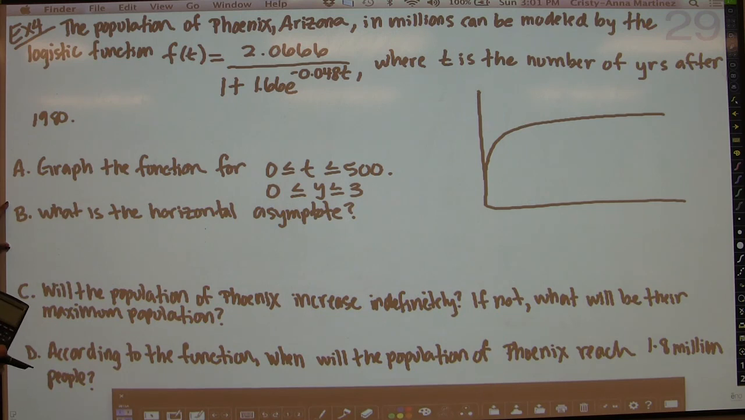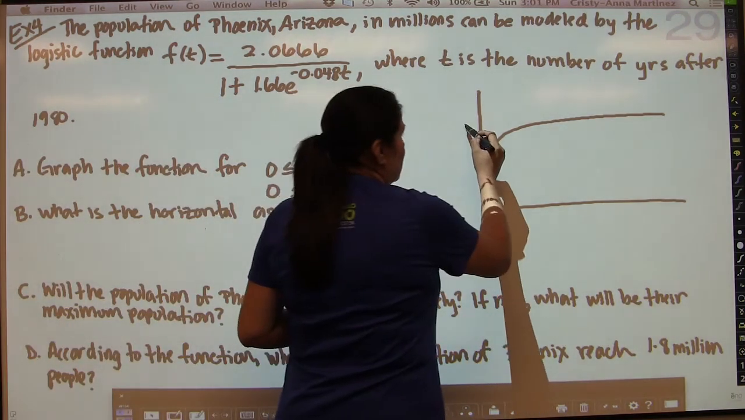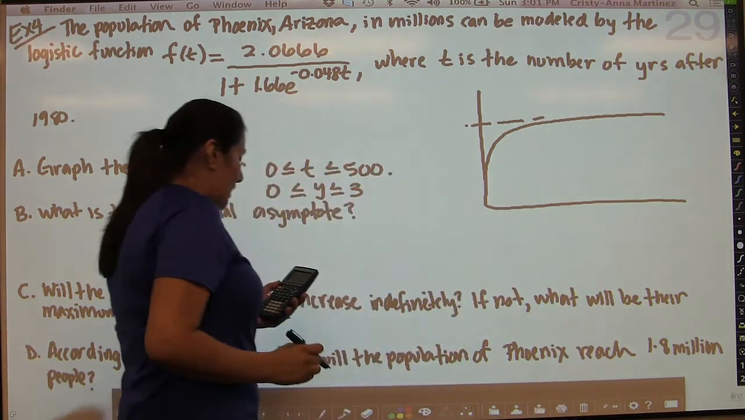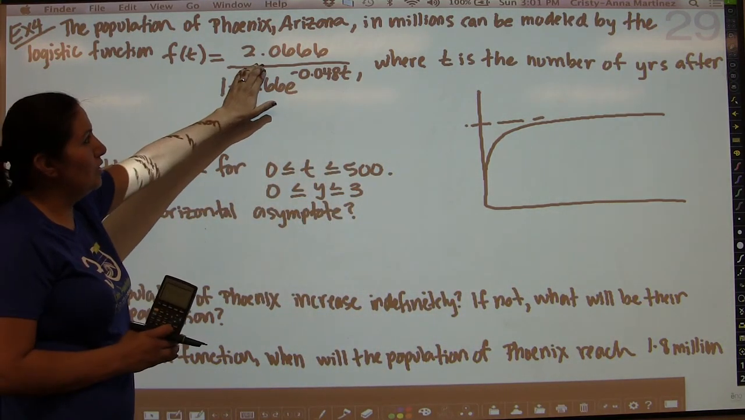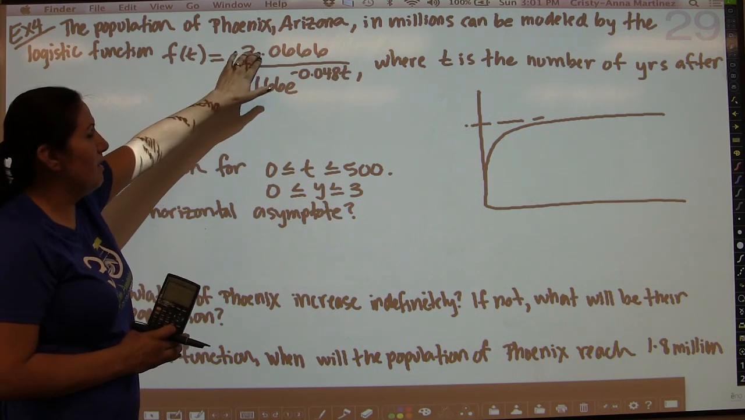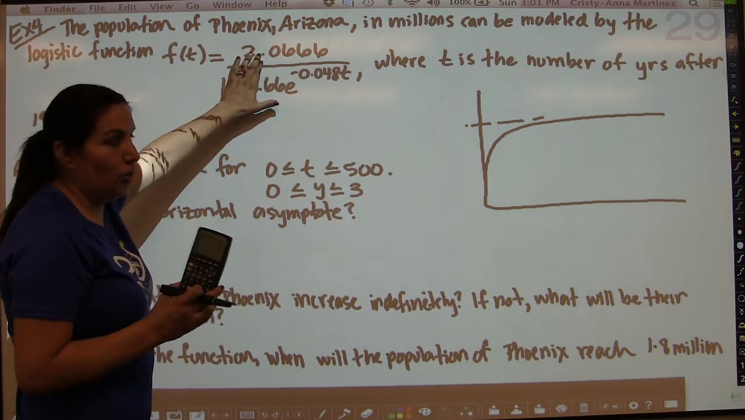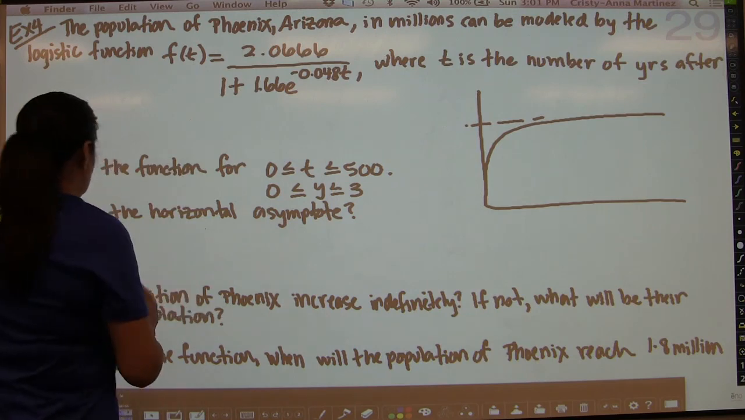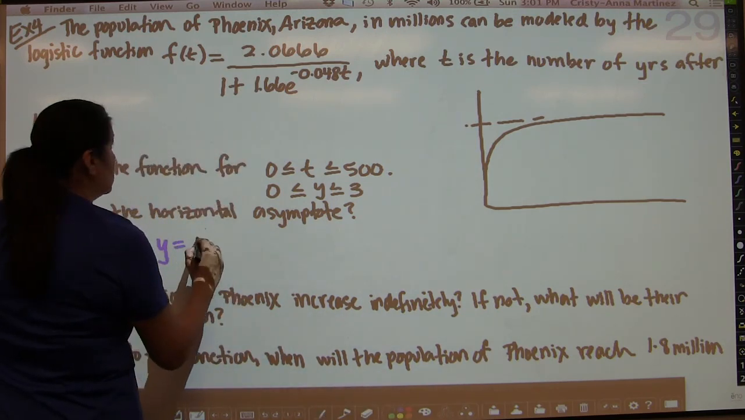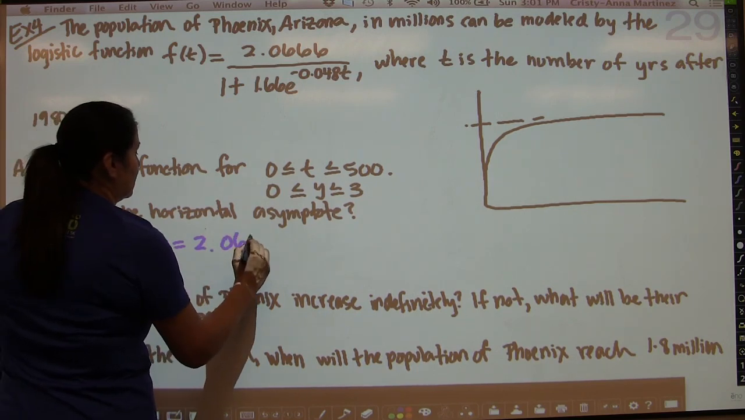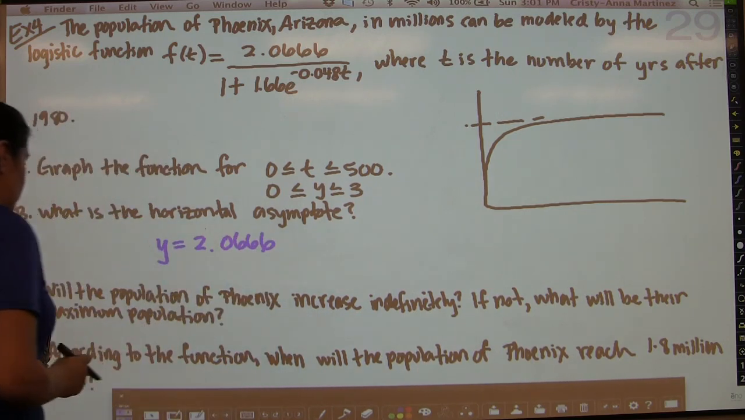Part B says, what is the horizontal asymptote? So they want to know what that imaginary line is right about there. And I said earlier that that actually comes from the formula itself, and it's 2.0666, this value up on top. And if you look at your graph, you will notice that it is in fact accurate. So it's going to be y equals 2.0666 is our horizontal asymptote.